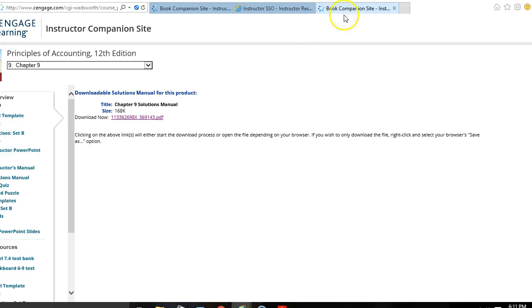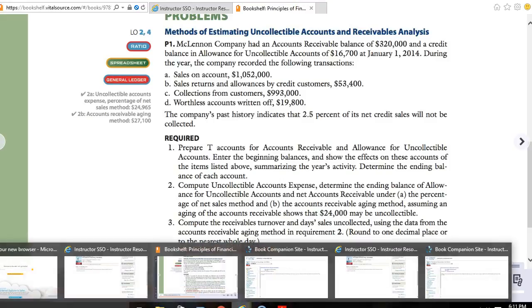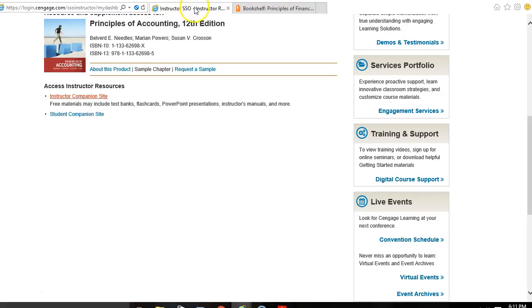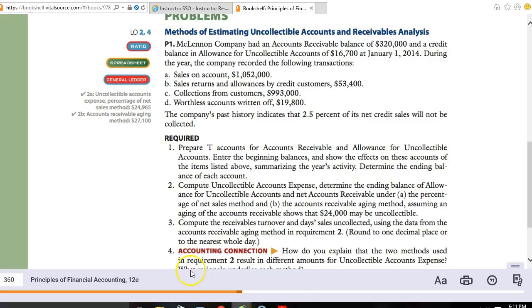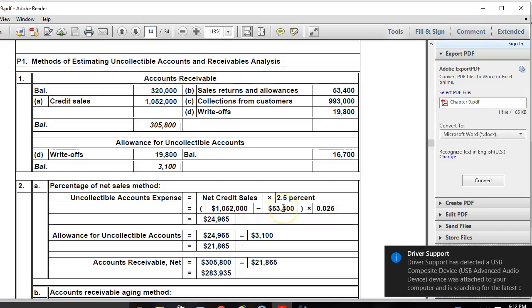Okay. Next, it tells us we need to enter these balances and then show the effects on the accounts. The next one says sales on account $1,052,000. Now think of it, when there's a sale that happens, we debit accounts receivable and we credit sales, don't we? Well, all we're caring about right now is the accounts receivable. So we're going to go in here and debit under A, credit sales for $1,052,000. Okay?